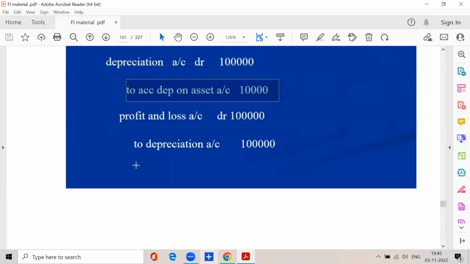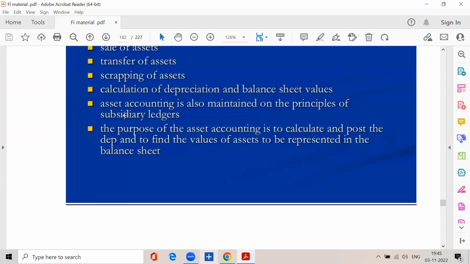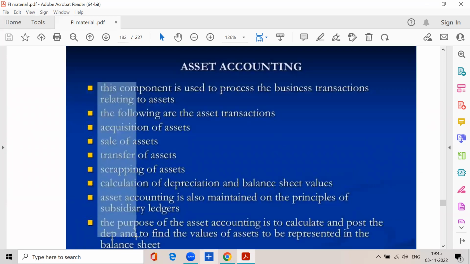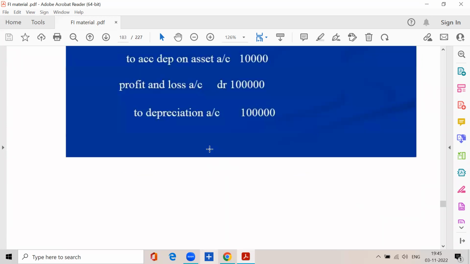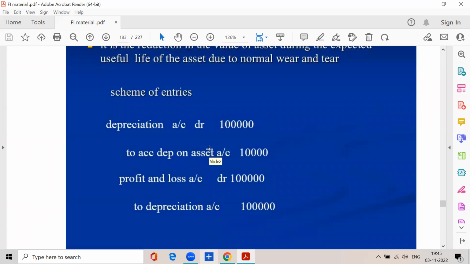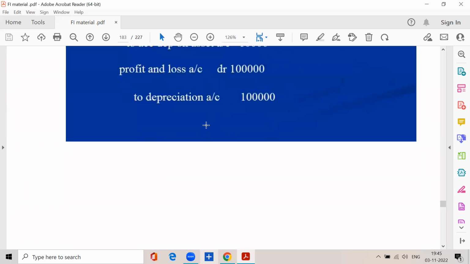Now, in order to process all these business transactions, again, we have to create a master record for every fixed asset. Every fixed asset is identified with a number. Do one thing. Some space is here in the slide, right? Please write down: we have to maintain a master record for every fixed asset in the asset accounting.